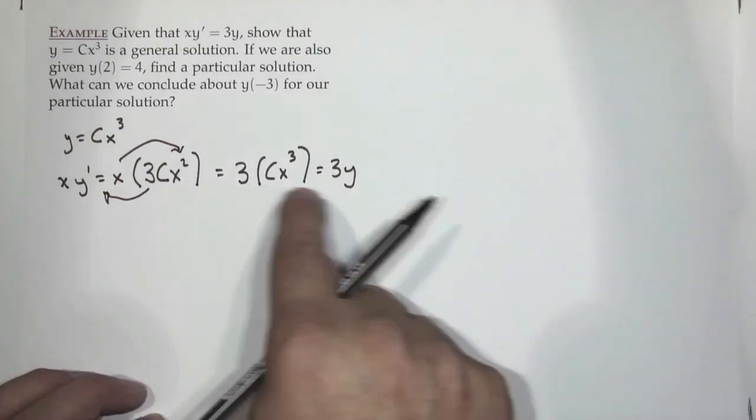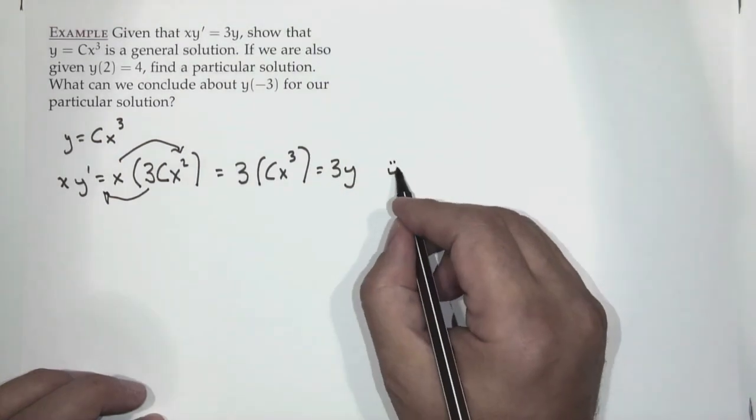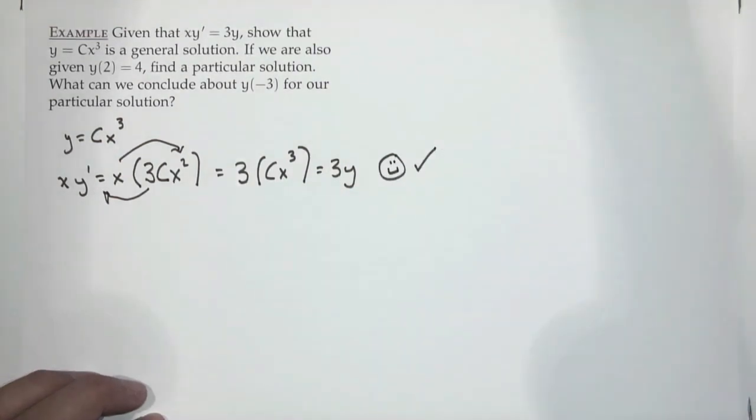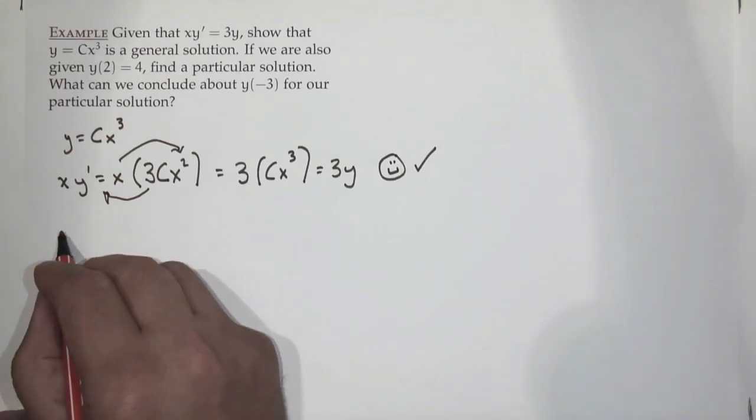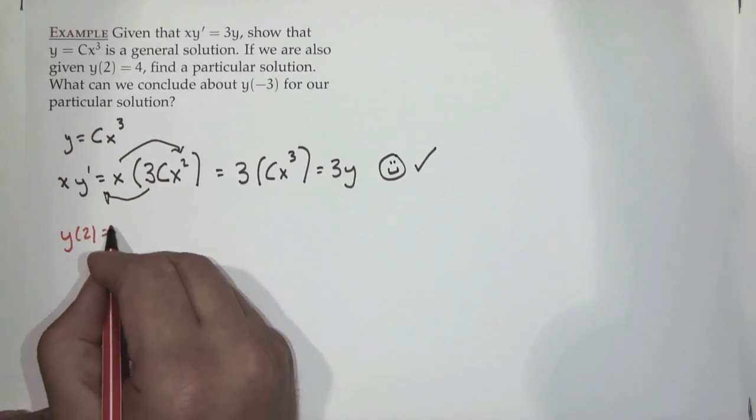We see that we verified it. We're happy. Woohoo! Check mark. It's been verified. xy prime equals 3y. Exactly what we needed. Okay, so we've done that first sentence. We've shown it. If we are also given, oh, there's even more now. Okay, y of 2 equals 4. All right, so y of 2 equals 4.